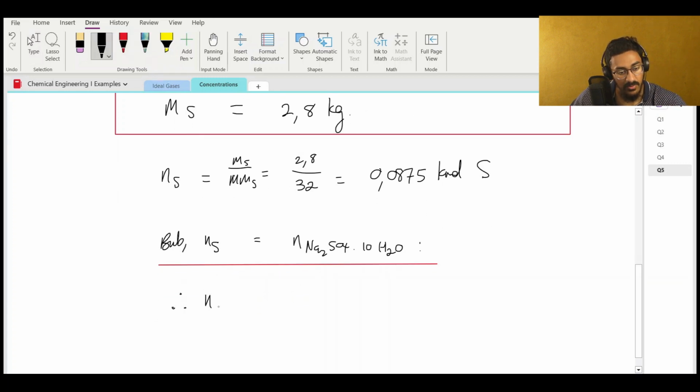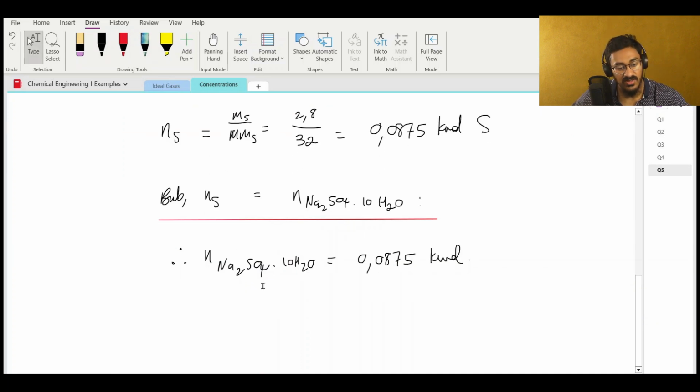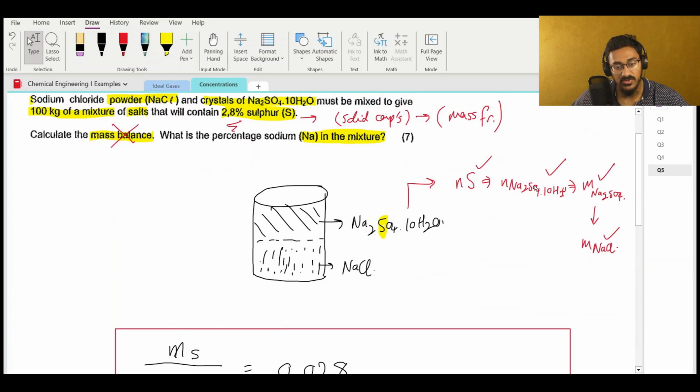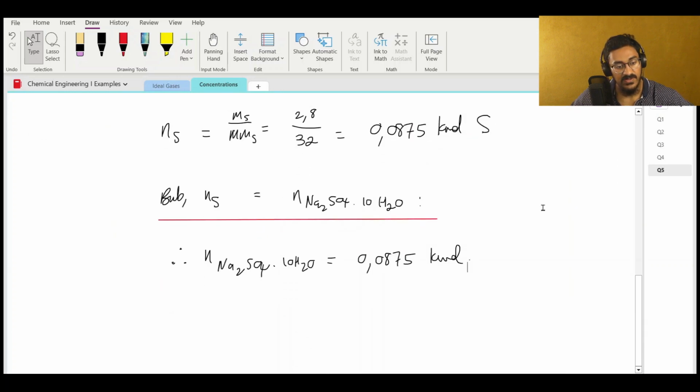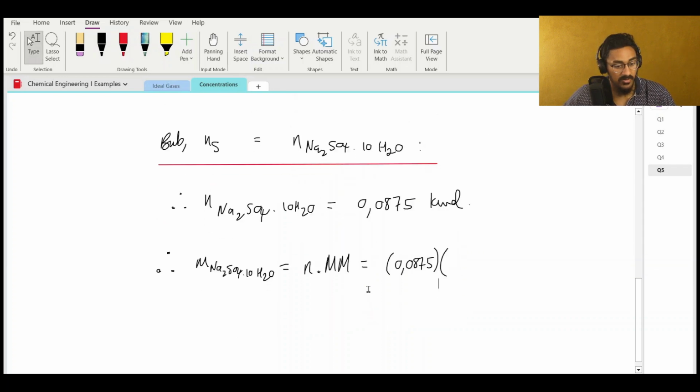And I can say, therefore, the number of moles of sodium sulfate dot 10 waters is going to equal 0.0875 kilomoles. But of course, if I know the number of moles of sodium sulfate, let's go back up to my steps, I can find the mass of sodium sulfate. So finding mass is very easy. Remember that mass of sodium sulfate dot 10 waters is equal to number of moles multiplied by the molar mass. So that's 0.0875 multiplied by, and now you've got to calculate the molar mass of this horrible crystal.